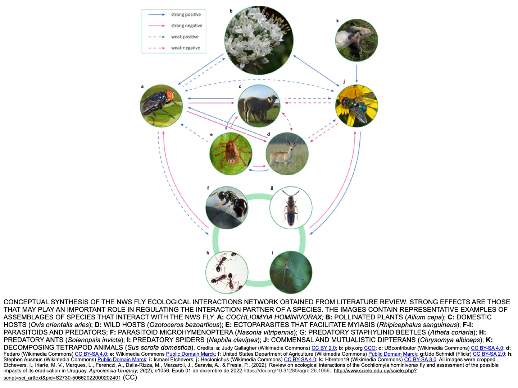E. Ectoparasites that facilitate meiosis. F and I. Parasitoids and predators. F. Parasitoid Microhymenoptera. G. Predatory staphylinid beetles. H. Predatory ants. I. Predatory spiders. J. Commensal and mutualistic dipterans. K. Decomposing tetrapod animals.